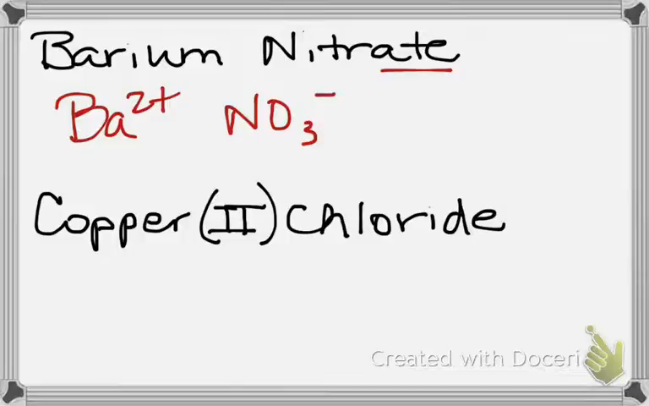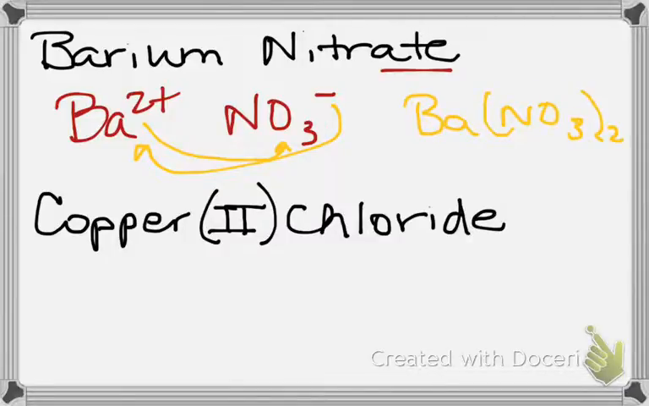If we drop and swap, you will get Ba(NO3)2. Remember that you need the NO3 to be in parentheses because you want to specify that you have 2 of those and not just 32 oxygens.